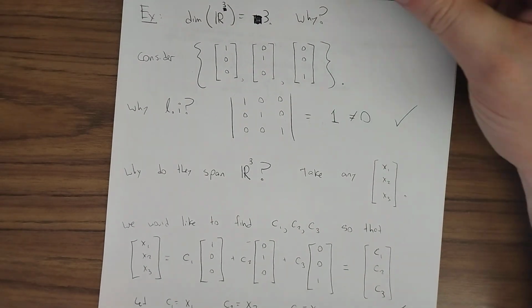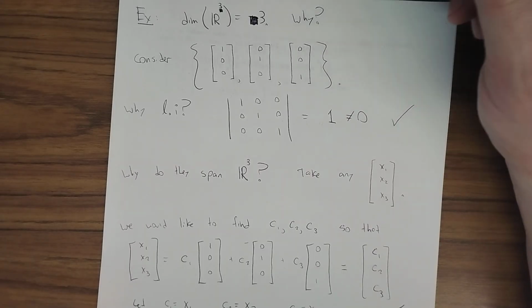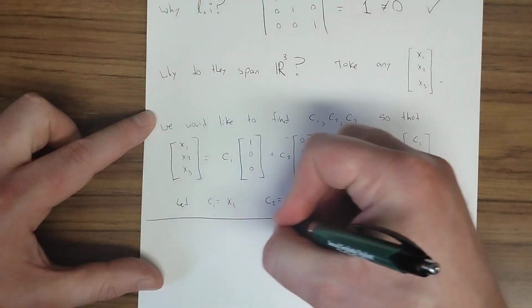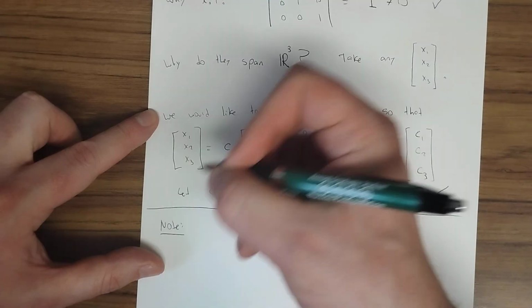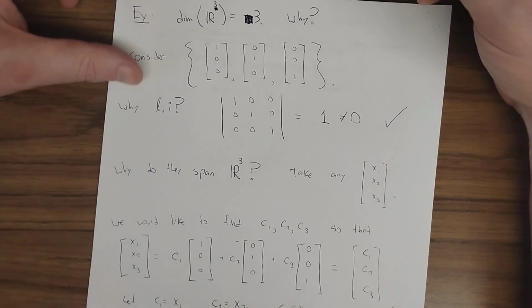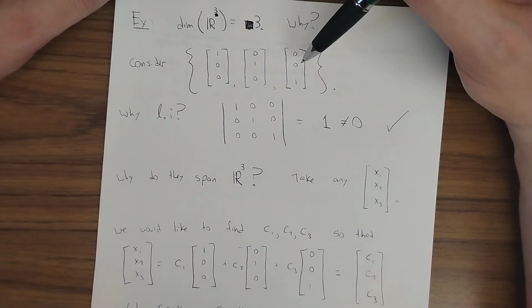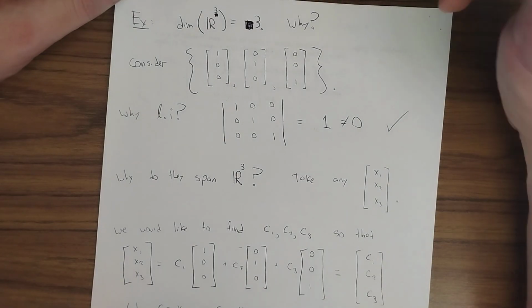So there's a basis with 3 vectors in it, and that proves that the dimension is 3. Of course, like I said, this is your classic, absolutely standard basis. There are plenty of other different things I could have said.